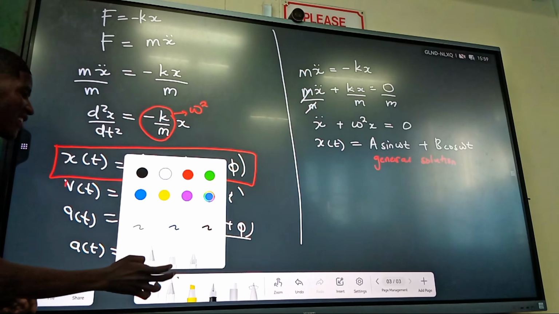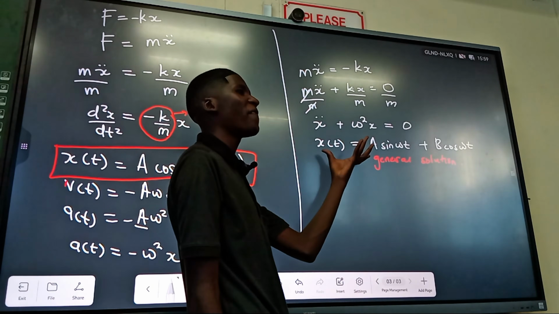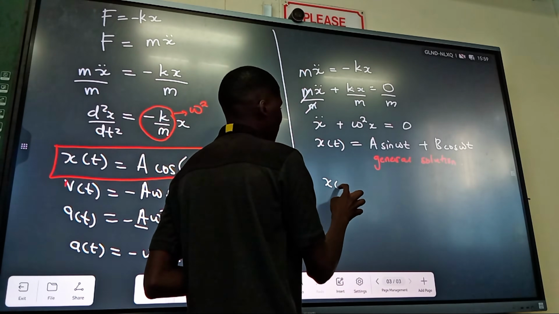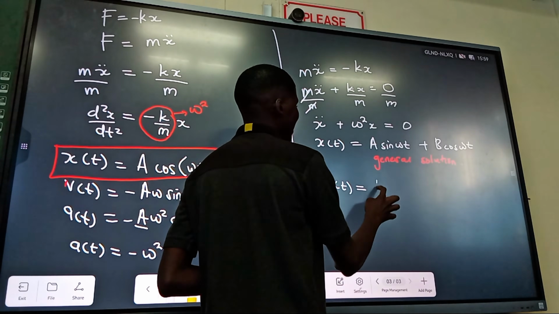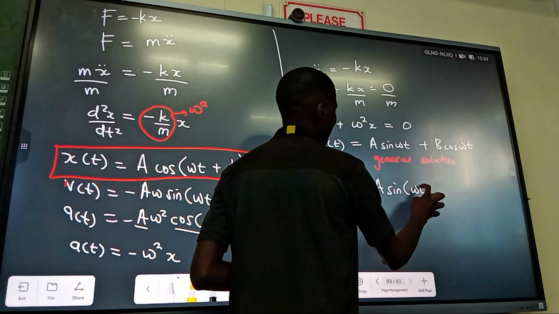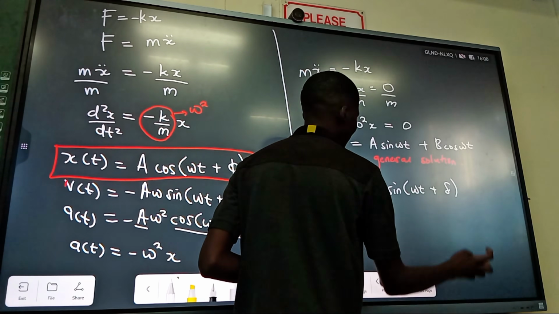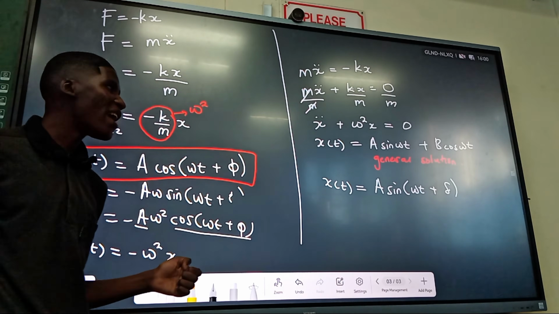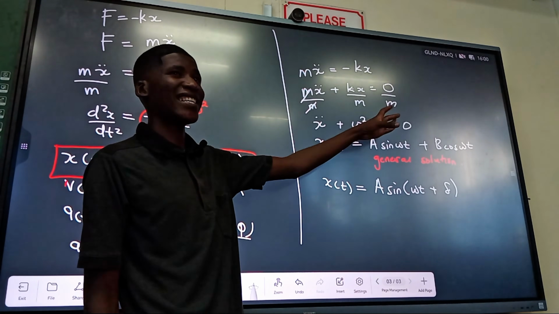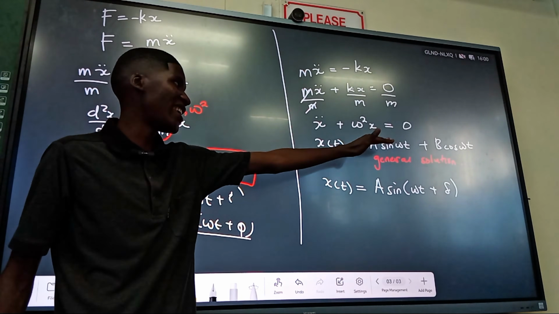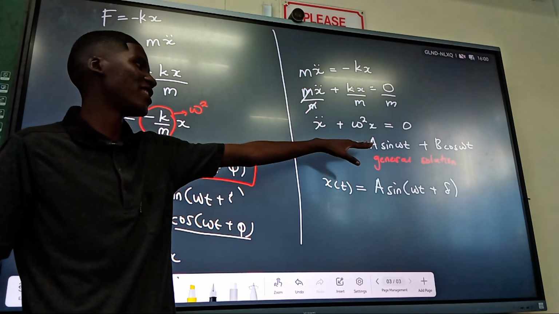So with the general solution, we can further simplify it using a right angle triangle. When we further simplify it, we find that x at t is equal to A sine omega t plus delta. We're going to use delta for a phase change. There are a bunch of steps that you must take, such as the Euler equation, e to the power i theta, to get to here. But this is the final general solution.